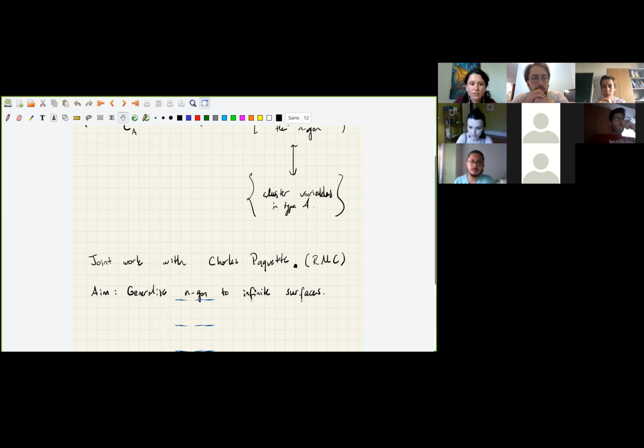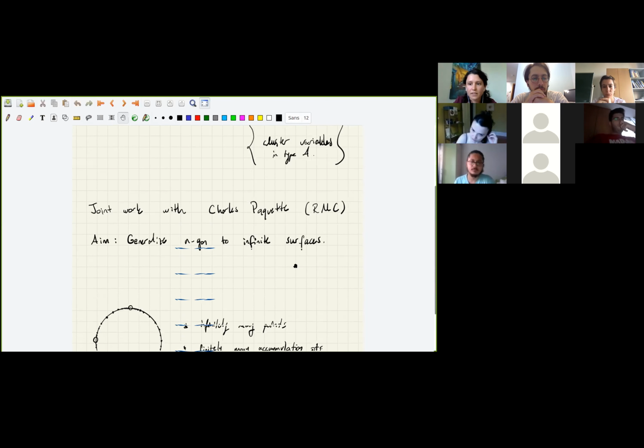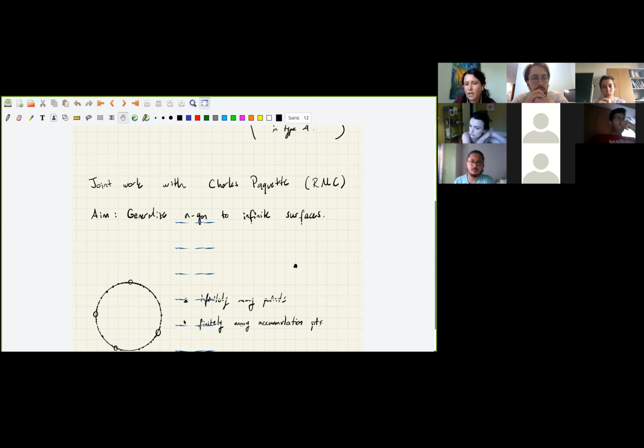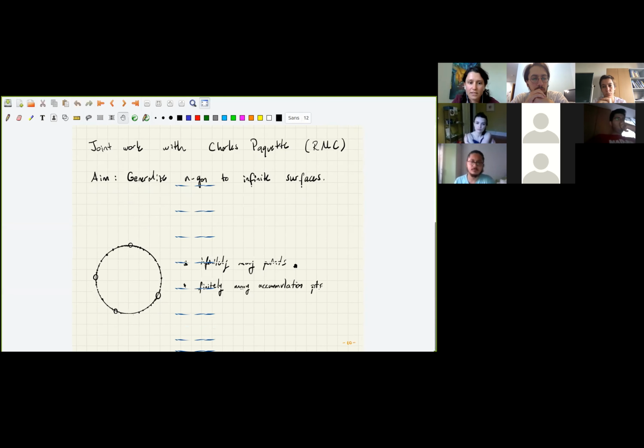The joint work we did with Charles Paquette is this: you can think of the n-gons as a disk with finitely many points. So what if we take infinitely many points on a disk? How does the dynamics change, how does the combinatorics change in this case? What we want to consider is a disk with infinitely many points, but with some restrictions.